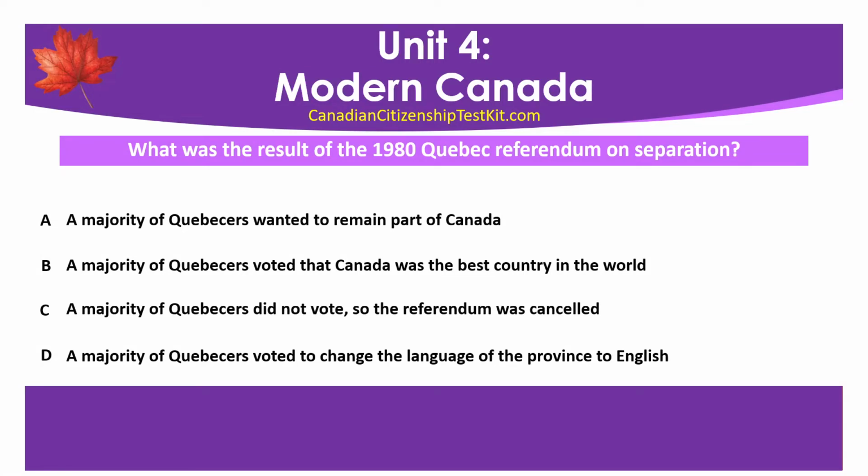What was the result of the 1980 Quebec referendum on separation? A. A majority of Quebecers wanted to remain part of Canada. B. A majority of Quebecers voted that Canada was the best country in the world. C. A majority of Quebecers did not vote, so the referendum was cancelled. D. A majority of Quebecers voted to change the language of the province to English.